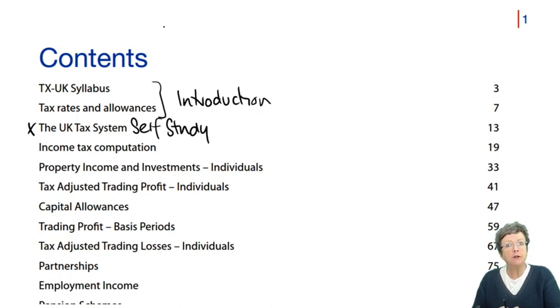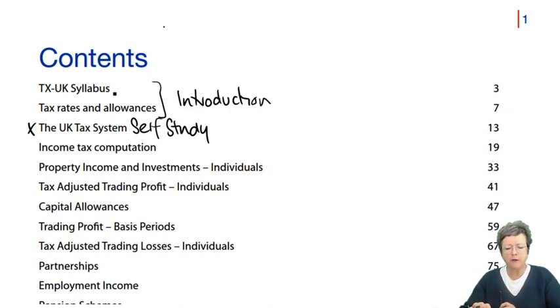Okay, let's have a quick look at the contents because there's some important information in here. You'll notice that I've marked up the TX UK syllabus and the tax rates and allowances. I'm going to go through that just as an introductory for you. It's important, there's some information in there. Then there are some self-study chapters that you won't find recordings and lectures for.